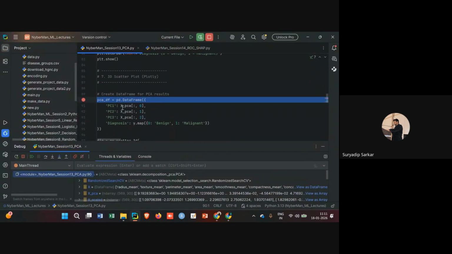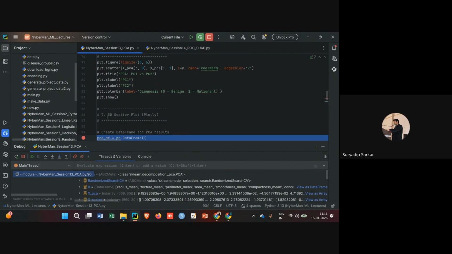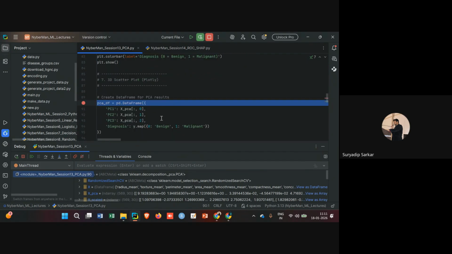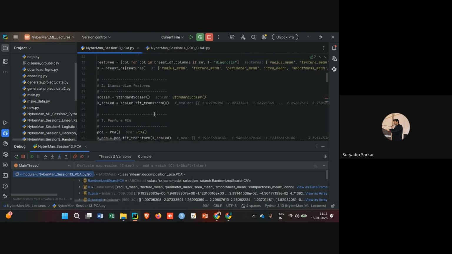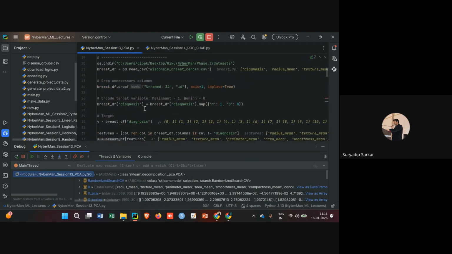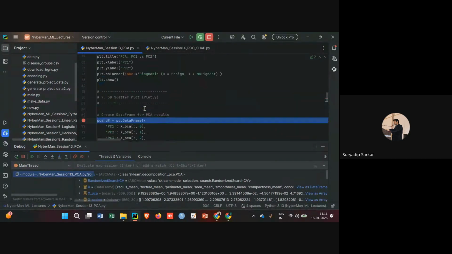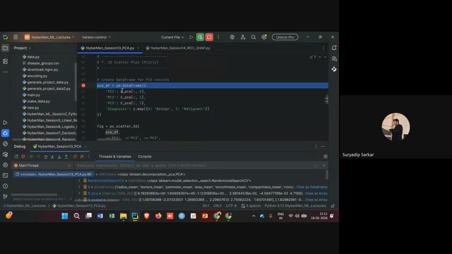Now what we are going to be doing is a 3D scatter plot. In order to do a 3D scatter plot we have to use plotly. We cannot use matplotlib anymore, we have to use plotly. So in order to use plotly, you have to first create a data frame. So we are creating a data frame of the first three columns of XPCA, right? And then we are mapping it to the diagnosis column in the data set basically.